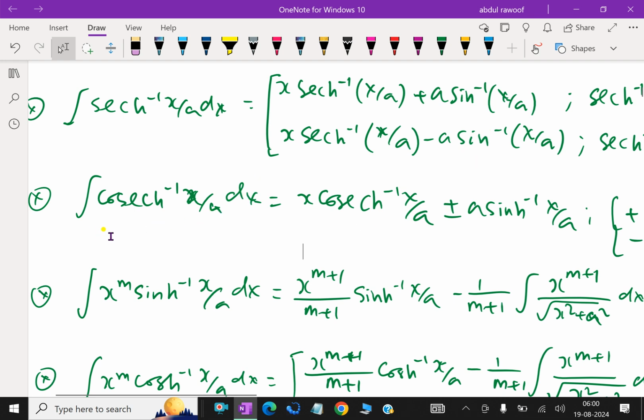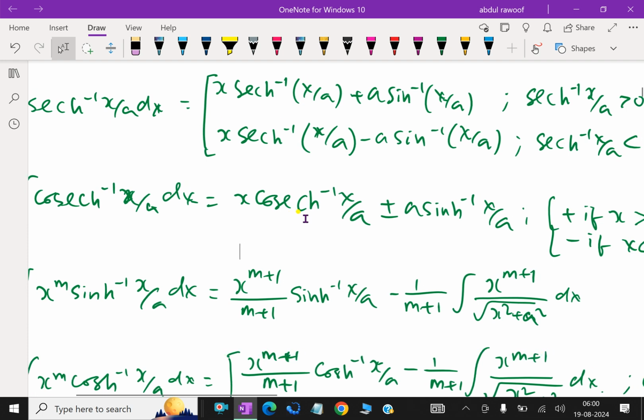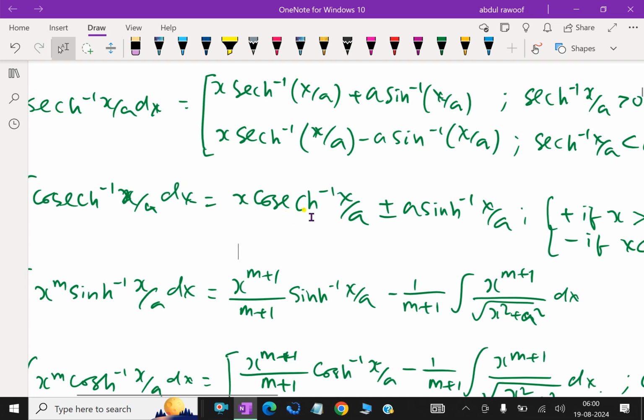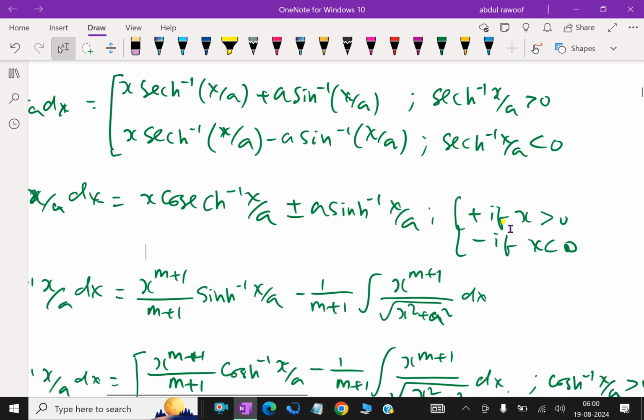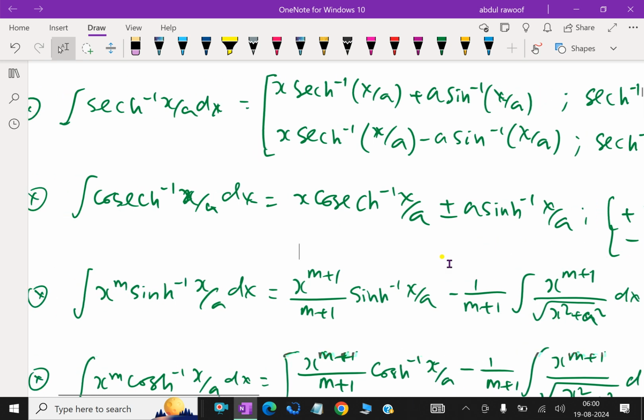Next one, integral csch inverse (x/a) dx equals x csch inverse (x/a) plus or minus a sinh inverse (x/a). This is positive if x is greater than 0, negative if x is lesser than 0.